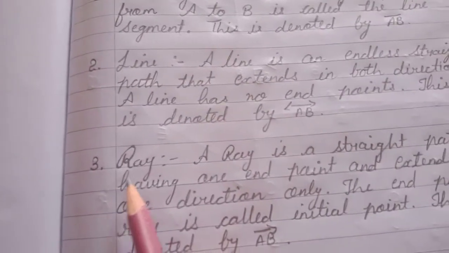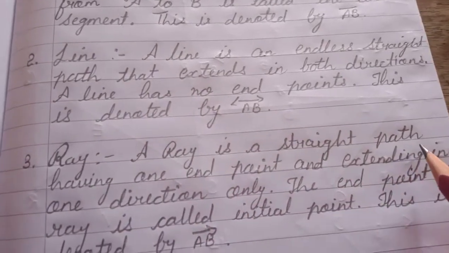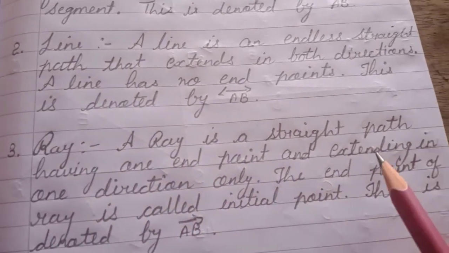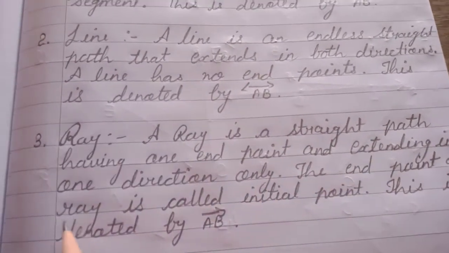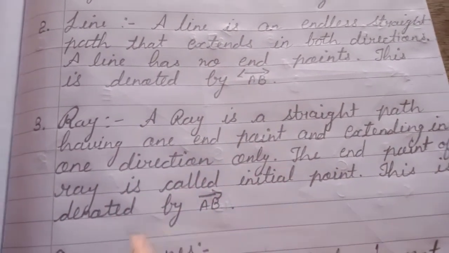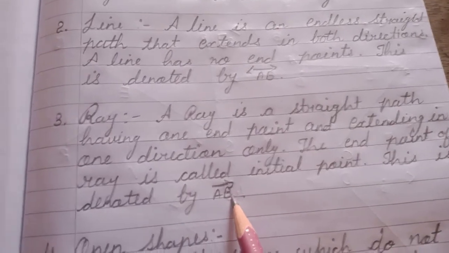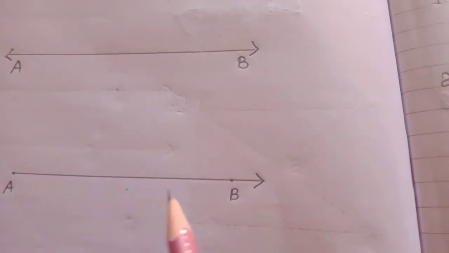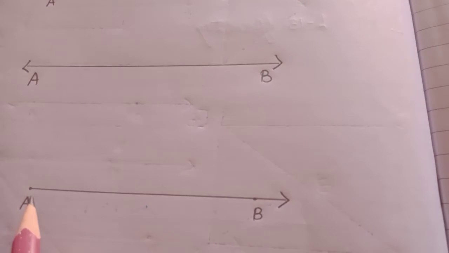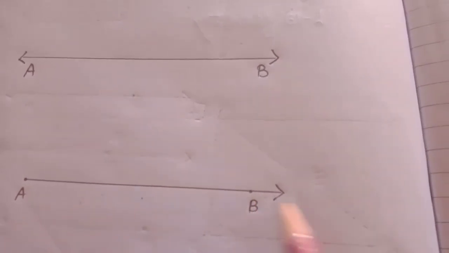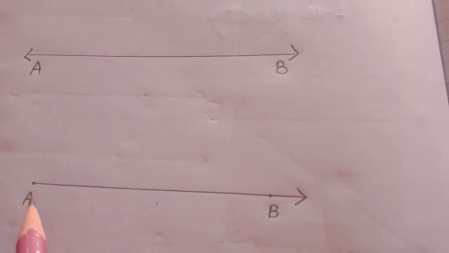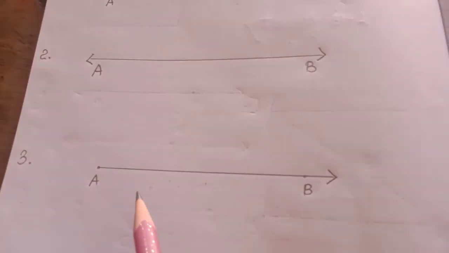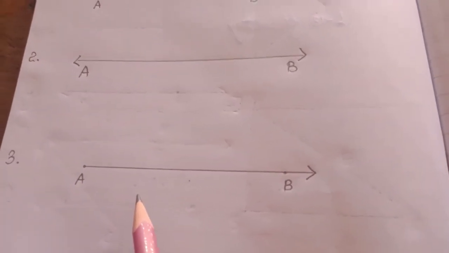Now number 3, ray. A ray is a straight path having one endpoint and extending in one direction only. The end point of ray is called initial point. This is denoted by ray AB. So ray is a straight path. At one side only it will have the end point and other side it will extend. So this end point is known as the initial point. So here we will draw the figure of ray.